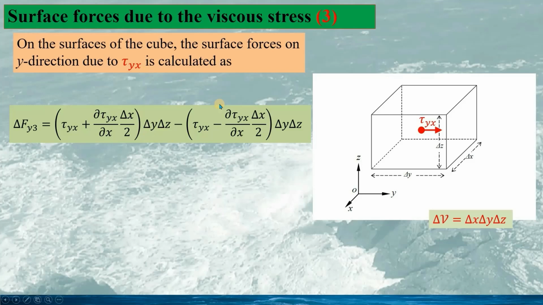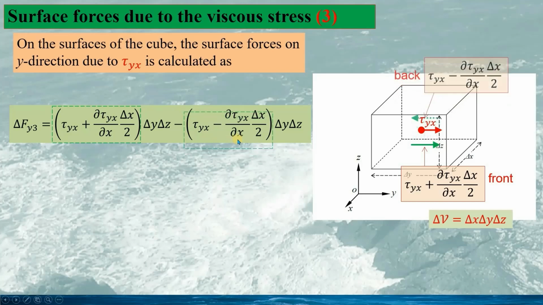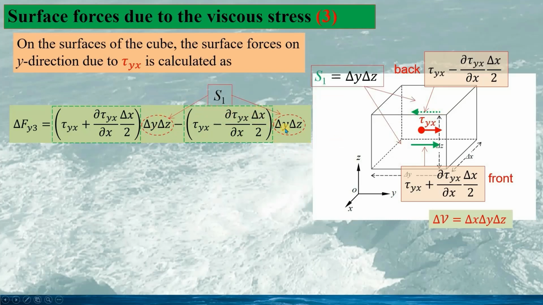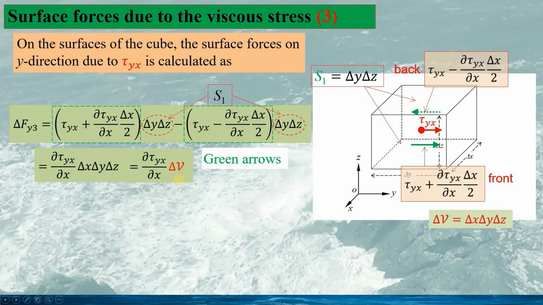And also we can calculate the surface force in the y direction, delta Fy3, calculated as this. And this term is the stress tensor component on the front surface here. And this is the stress tensor component on the back surface here. So these are multiplied by the surface S1 calculated as delta y times delta z. And we can calculate this into the expression as this and this.